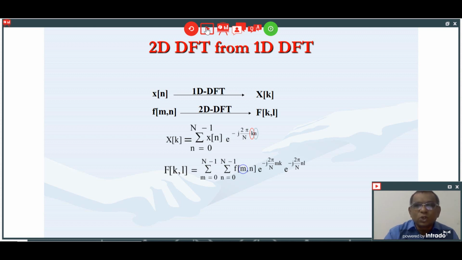Here m and n correspond to the spatial indices, and k and l correspond to the frequency indices. So this is the expression for the two-dimensional Fourier transform. Whenever we take the Fourier transform, we get two important pieces of information: one is the magnitude information, the other is the phase information.